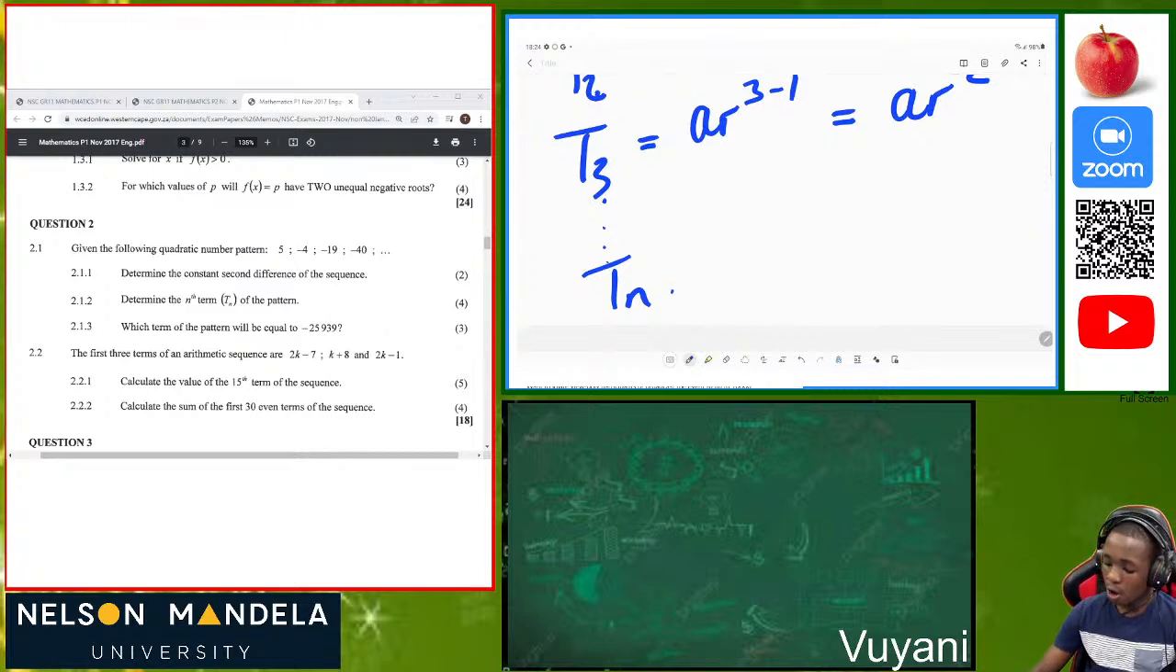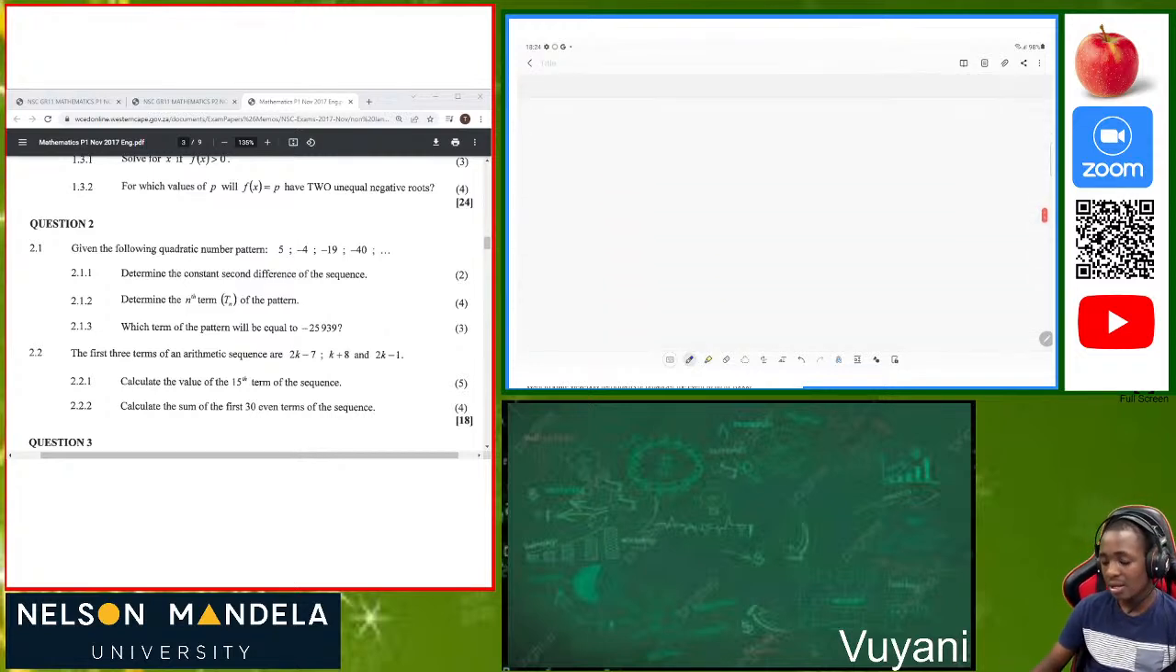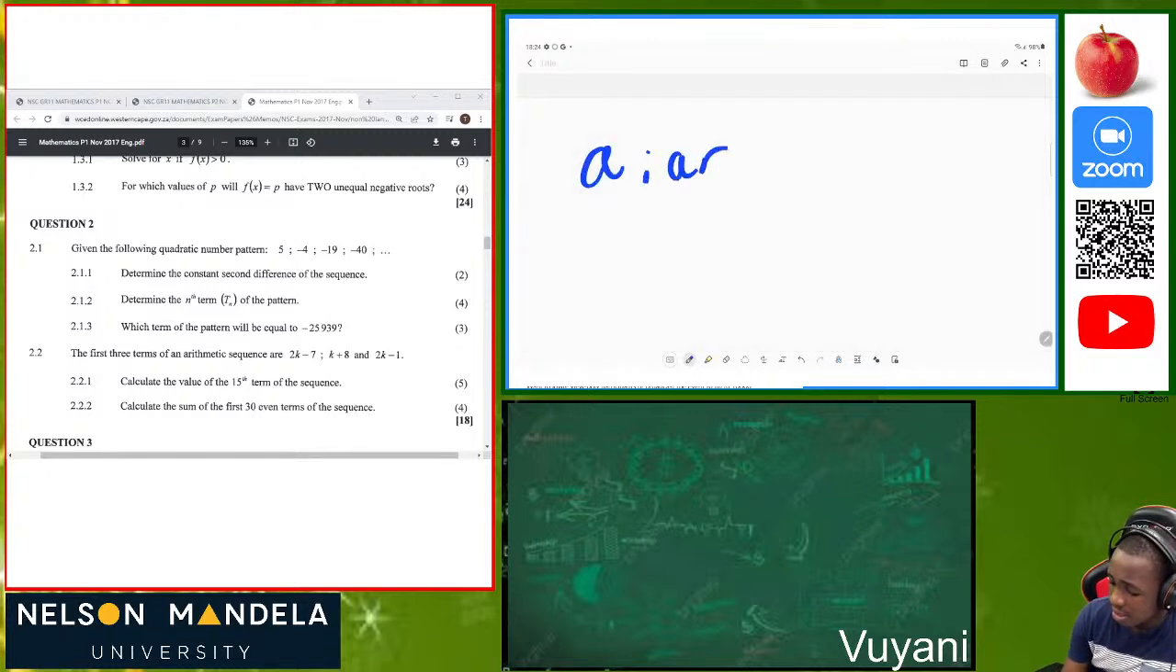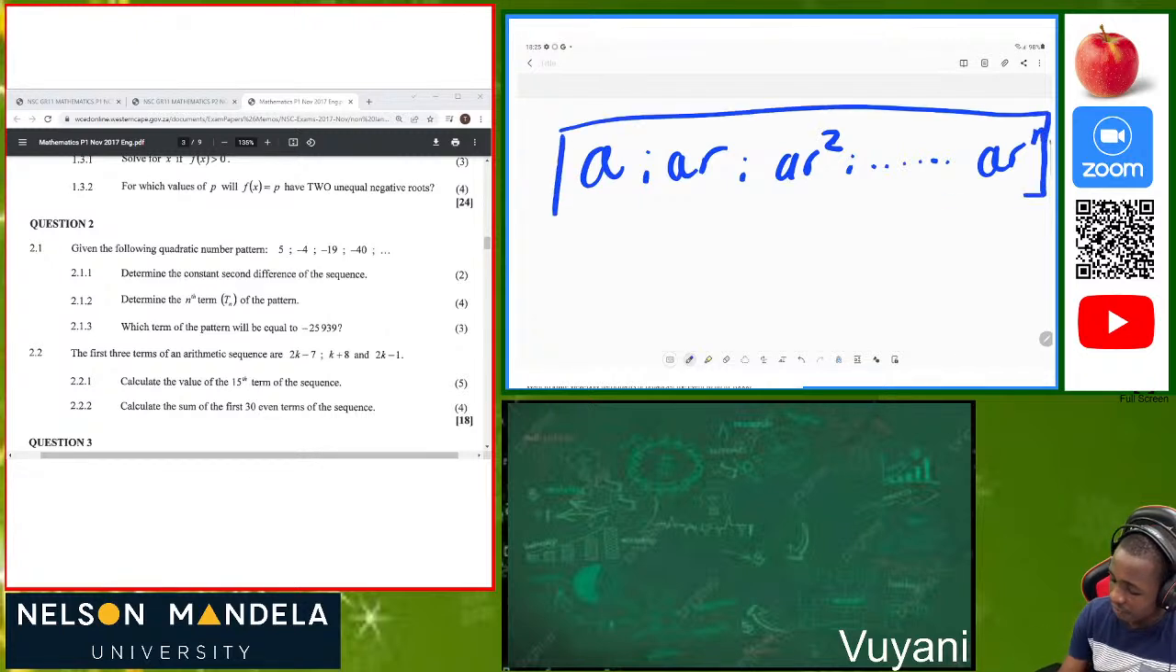So basically the geometric sequence is: a is the first term, ar is the second term, ar squared is the third term, and so forth until we reach ar to the power n minus 1. So this is our sequence which we have here.